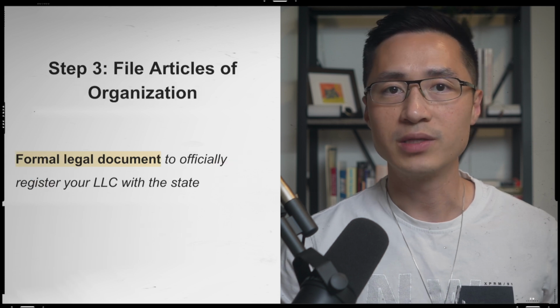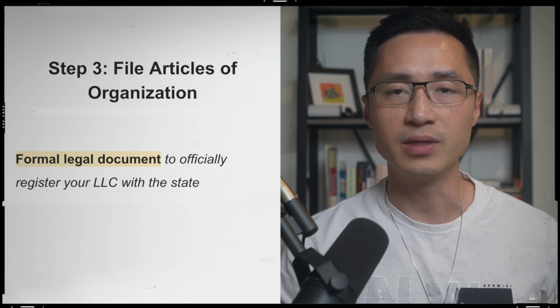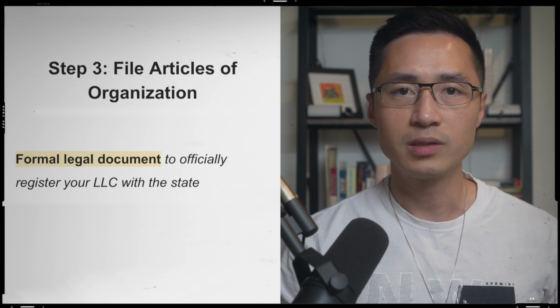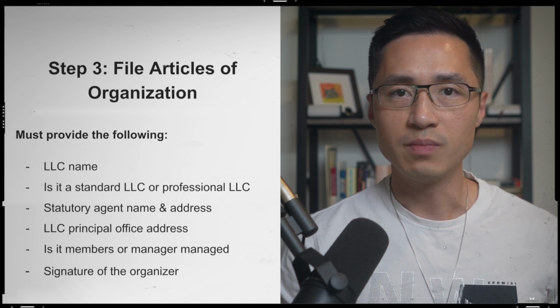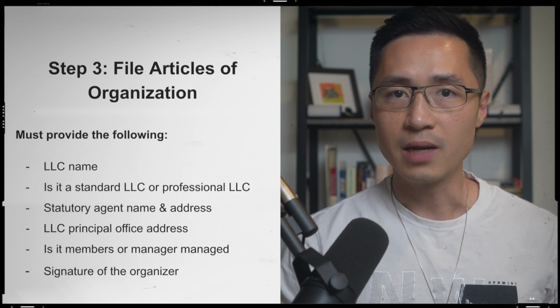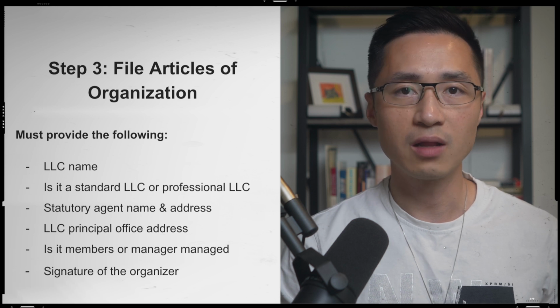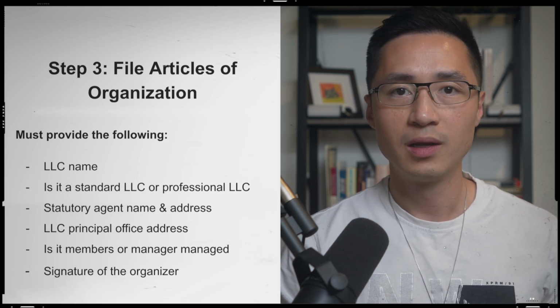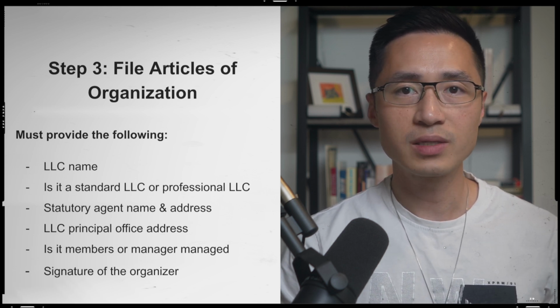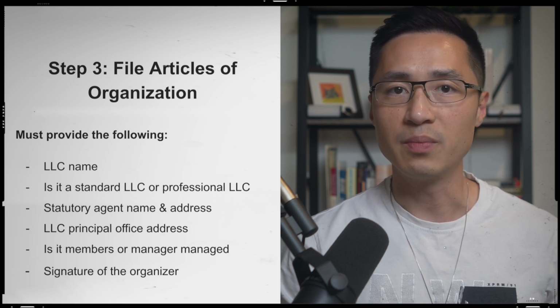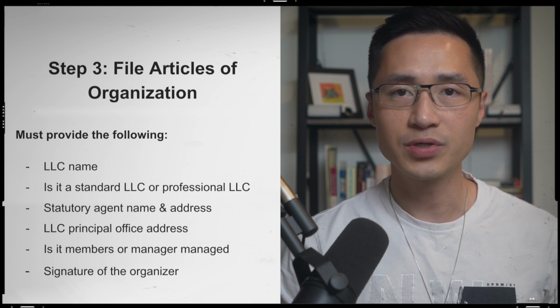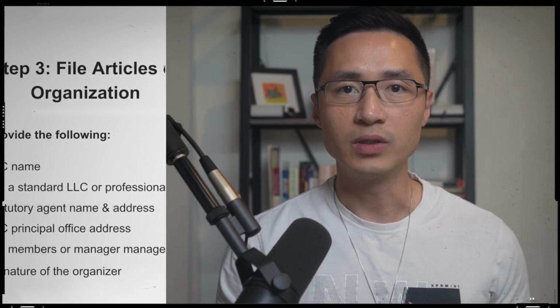Step number 3 is to file the Articles of Organization. This is the formal legal document to officially register your LLC with the state. The Articles of Organization must provide the following: the LLC's name, whether the LLC is a standard LLC or a professional LLC, the statutory agent's name and address, the LLC's principal office address, whether the LLC is managed by its members or managed by its appointed managers, and lastly, the signature of the organizer.